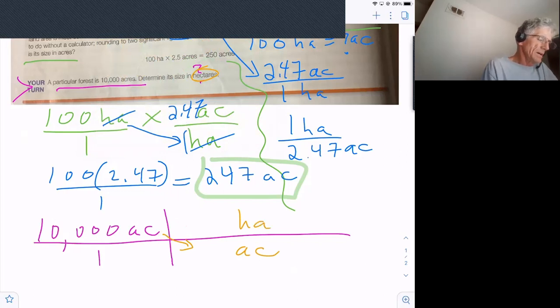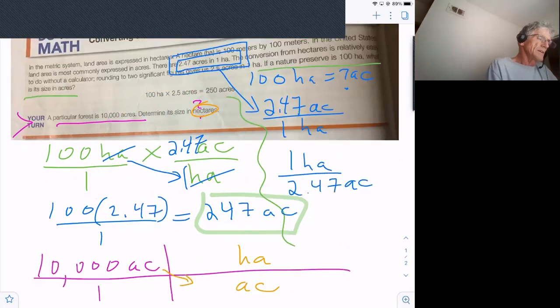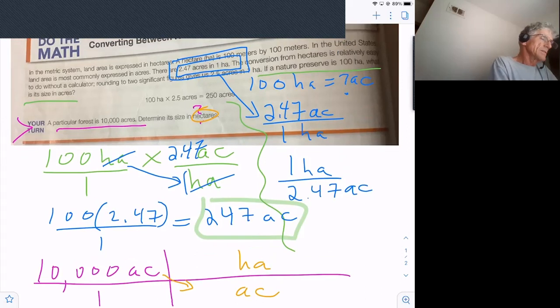And so let's see here. I look at my conversion factor. Which one do I pick? It's the same conversion factor, but which one do I pick? This one with acres on top, or this one with hectares on top? Well, it'd be that one. So it'd be 1 divided by 2.47.